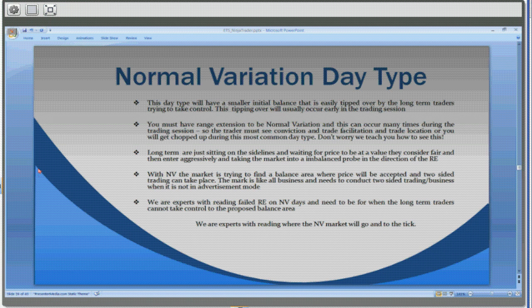We like to say we're experts. Normal variation days, it's a grind. It's in our trading plan. It says it. If you're getting long on an NV day, it says it. This is going to grind at you. It's going to pop up. It's going to pop down. It's never going to get below your price, but it's going to grind in your desired direction.